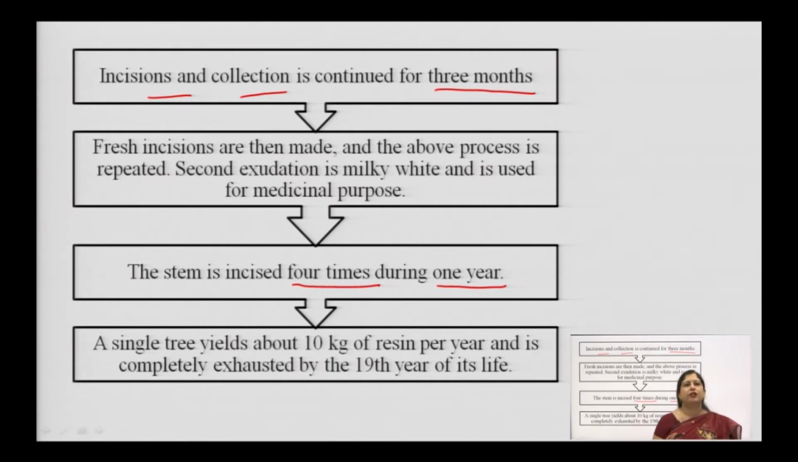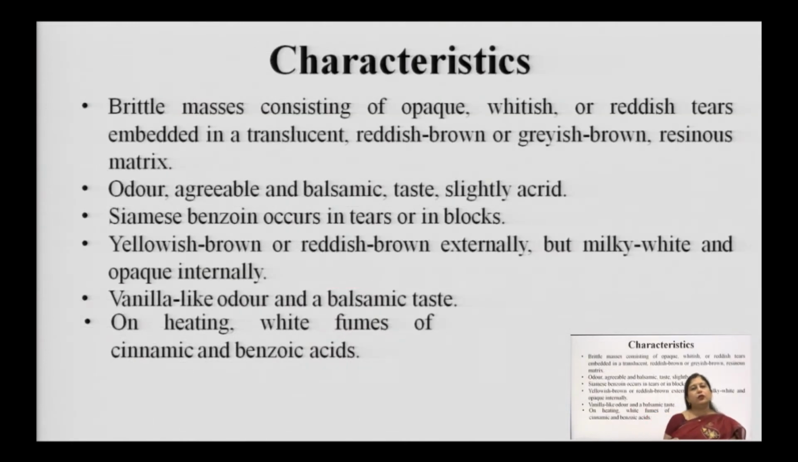The second exudation which comes is generally milky white and it is used for medicinal purposes. A single tree will yield around 10 kg of the resin per year, and it is completely exhausted by the 19th year of its life. So, for 19 years you will find benzoin from the same tree.